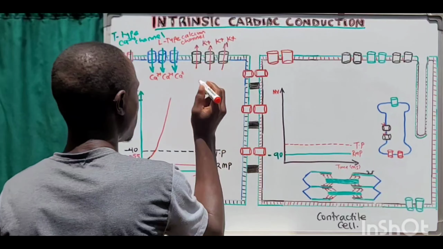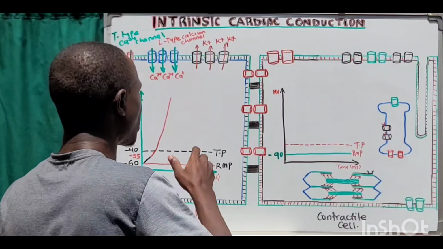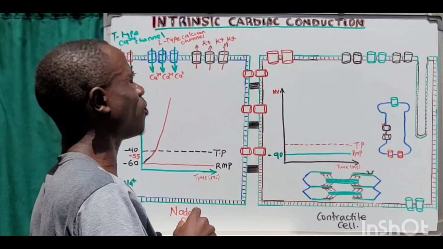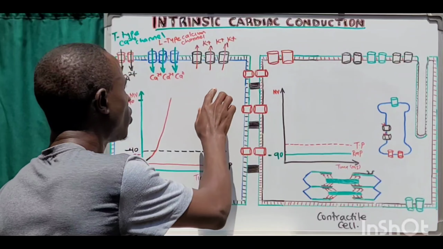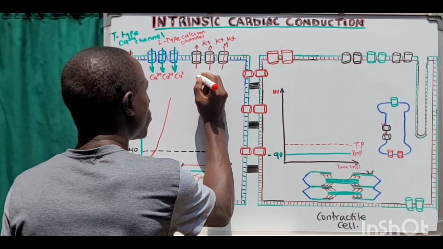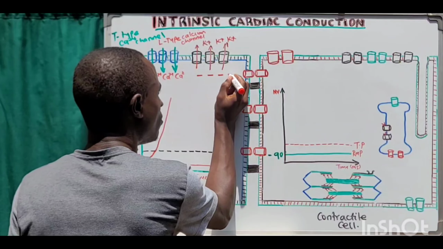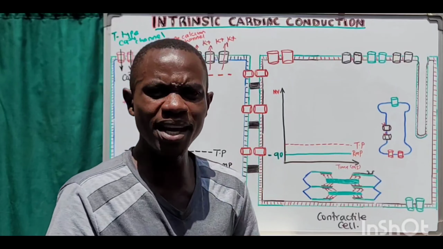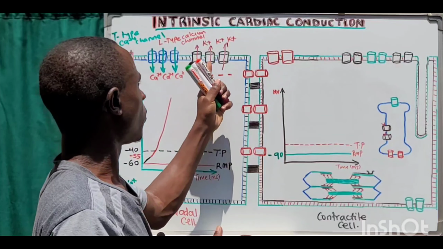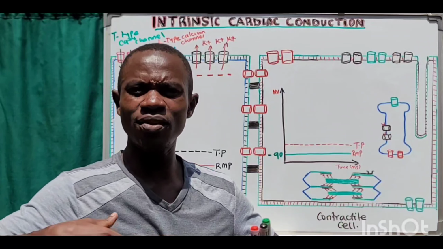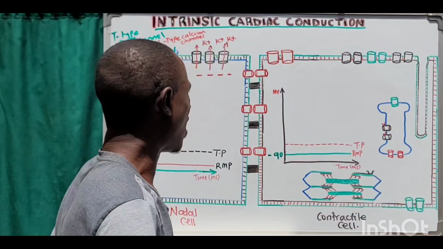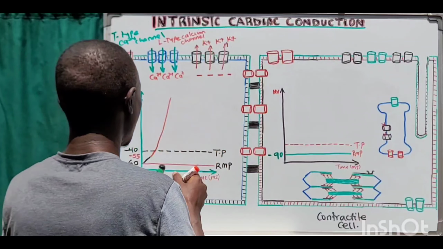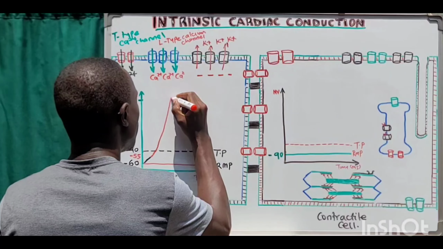As potassium starts leaking out of the cell at a very high speed, it starts to make the inside of the cell become more and more electronegative, meaning that the outward movement of potassium ions makes the inside of the cell even more electronegative. Now, in the long process, it is going to be moving the membrane potential.